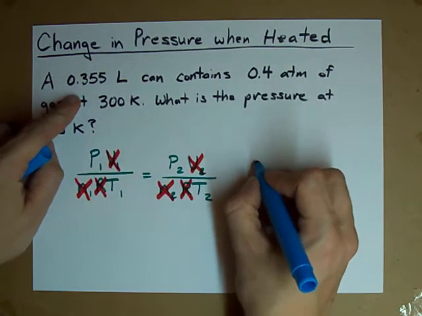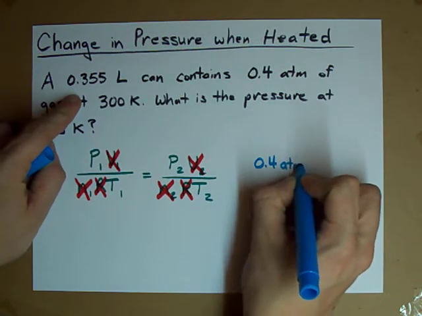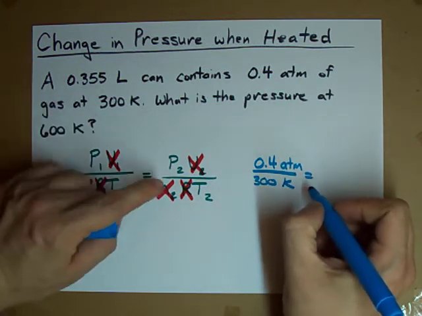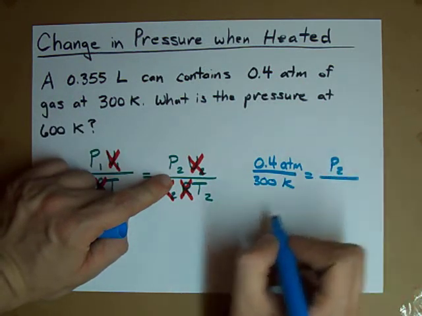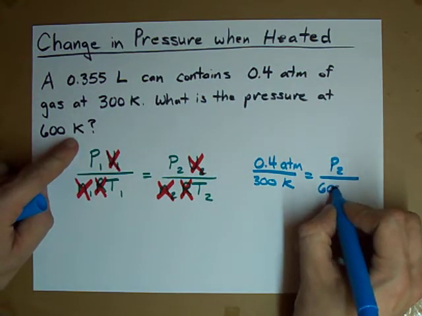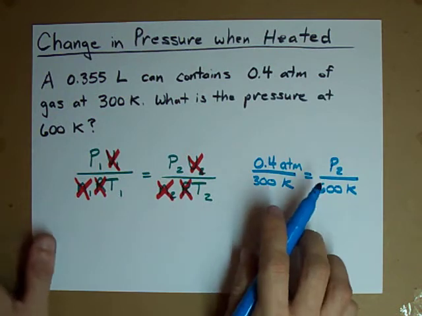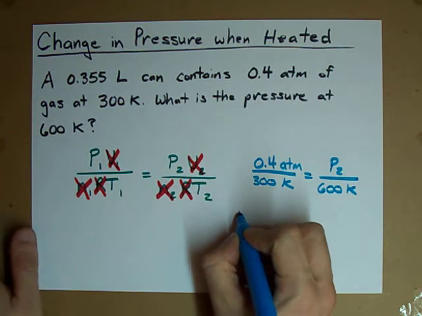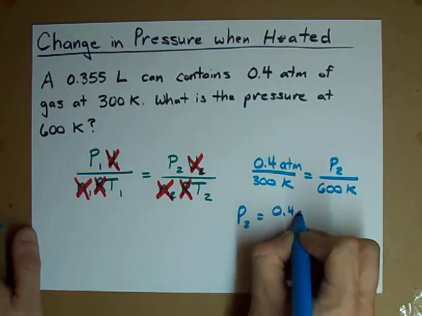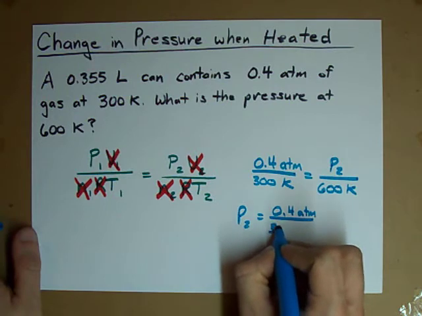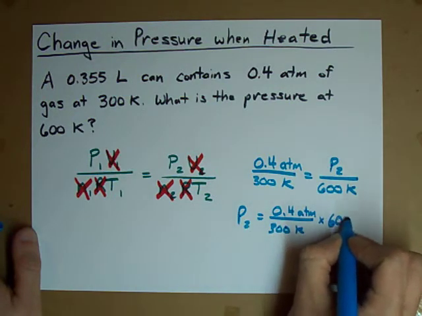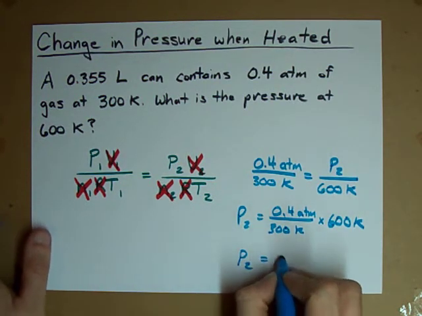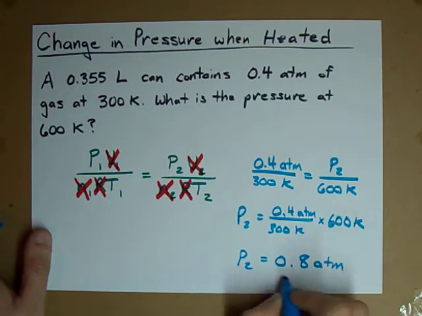The first pressure, 0.4 atmospheres. The first temperature, 300 K. The new pressure is what we're solving for, and the new temperature is 600 K. How do you solve for the new pressure? I have to undo division by 600. So my new pressure is 0.4 divided by 300 times 600. Notice how division became multiplication. And when you do that on your calculator, you get 0.8 atmospheres.